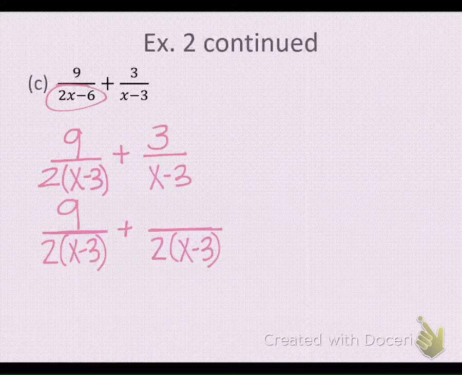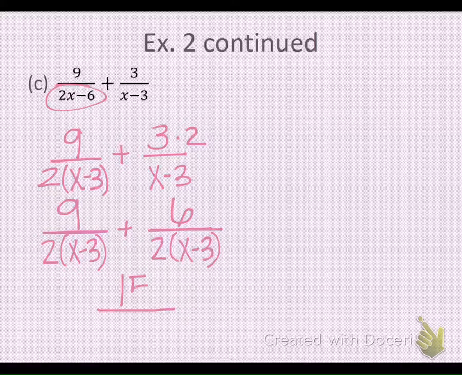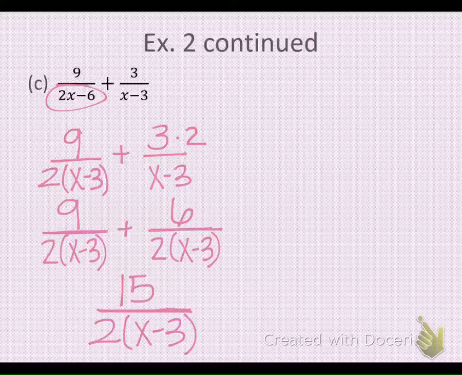All right. What changed from this original denominator to the common denominator? 2. So we have to multiply our numerator by 2. And what is 3 times 2? 6. Now we add our numerators. What's 9 plus 6? 15. Bring down the common denominator of 2 times x minus 3. Does anything cancel? No. So this is our final answer.